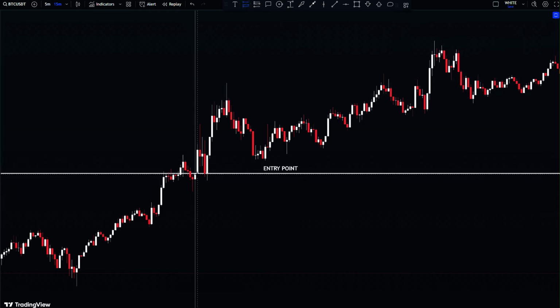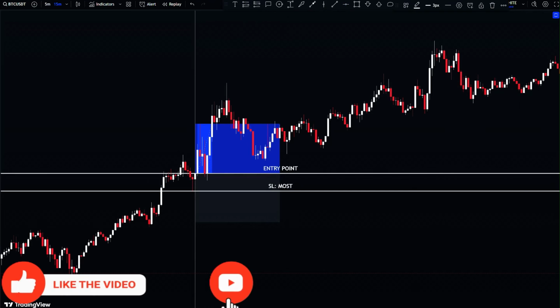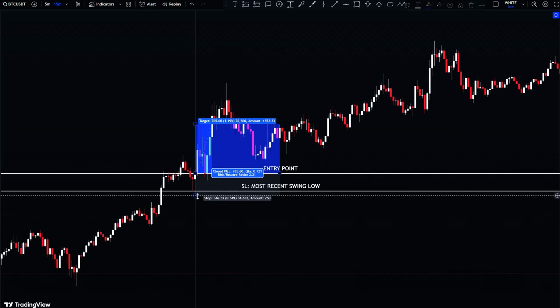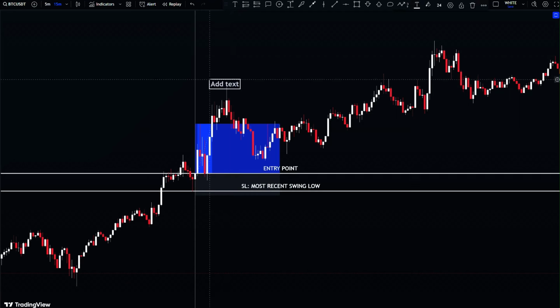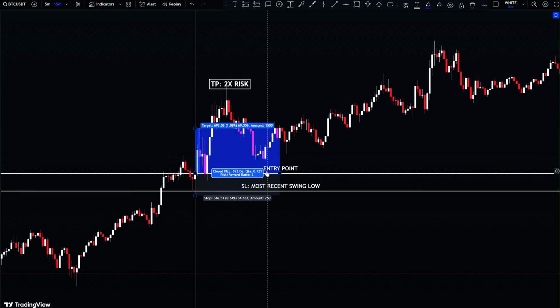However, it's essential to protect our investment by setting a stop loss, just in case things don't go as expected. We'll place the stop loss a little bit below the recent swing low to keep our potential losses small. To exit the trade with a profit, we can calculate the take profit level. By setting it at twice the risk of the trade, we aim for a decent reward while managing our risk.